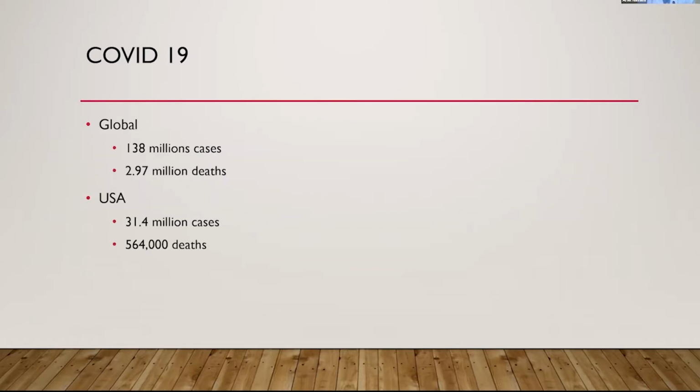So to put into context, this is data from about 2 days ago that's most up to date. Globally, we've had just under 140 million cases of COVID-19. There have been just under 3 million deaths from COVID-19 thus far. Obviously, that's still going on. We are not past this pandemic yet. In the US alone, we're over 30 million cases and over 500,000 deaths just in our country.